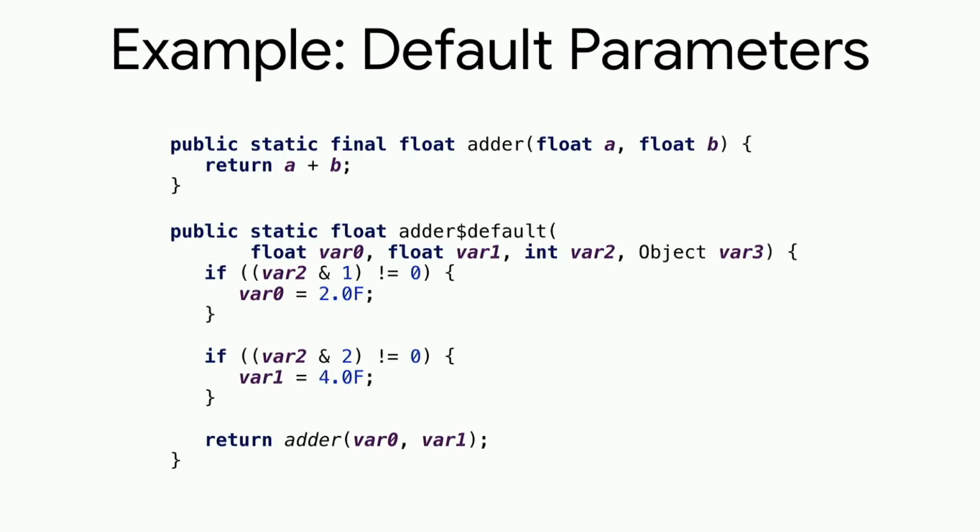As far as I can tell, the object is always set to null, so I'm not sure why it's there. It's probably to tag those methods in a way or another. I should ask JetBrains. They will probably know the answer. And the integer is actually a bit field where every bit tells the method which parameters you did not specify at the call site. So you can see here when we check the first bit, var2 and 1, if it's set, that means that we did not specify a value, so we use the default value that we specified on the Kotlin side. And then we do this for every parameter, and at the end we invoke the actual function that's at the top.